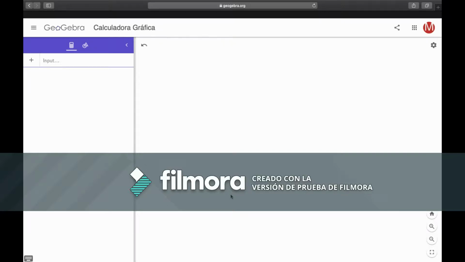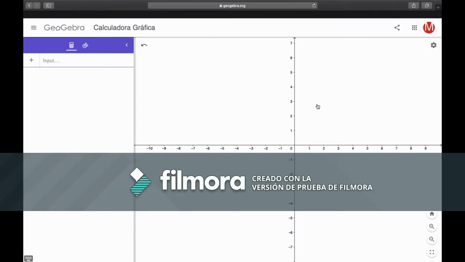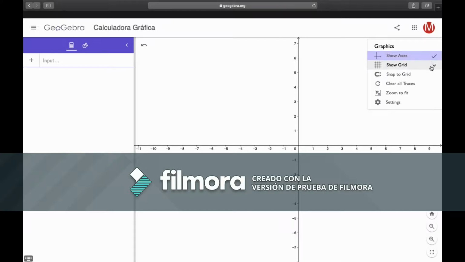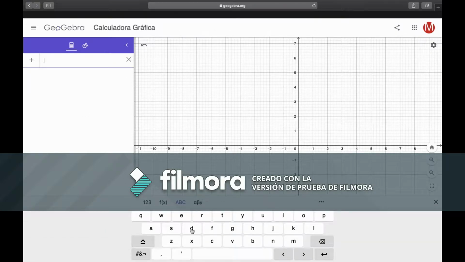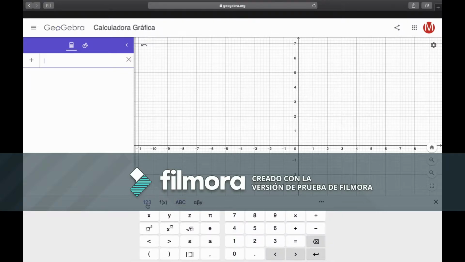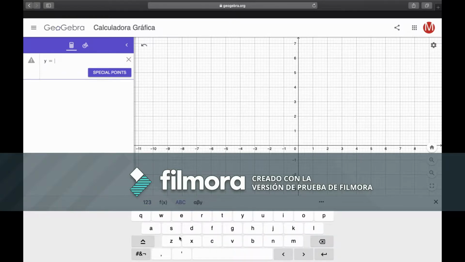Hey, welcome. Okay, if we have a blank page in GeoGebra, first we need to show the axis. Once we have the axis, we need to show the major and the minor grid, which are very important for the accuracy of the plot. Then we need to add the formula. In this case, the function is ax to the cube plus bx squared plus cx plus d.